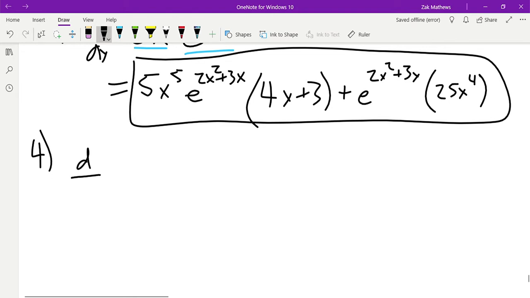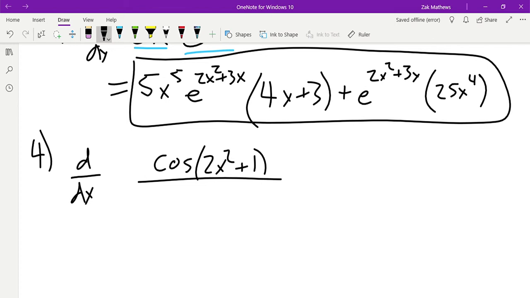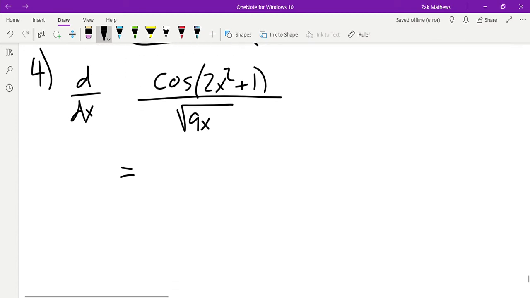Let's take the derivative of cosine 2x squared plus 1 over the square root of 9x. Well, here we have a quotient, obviously, but then within that quotient we have some chains that we're going to have to do. We have something inside that cosine and we have something inside that square root. The first thing I need to do with my quotient rule is I'm going to just write the denominator. And then I'm going to take the derivative of the numerator.